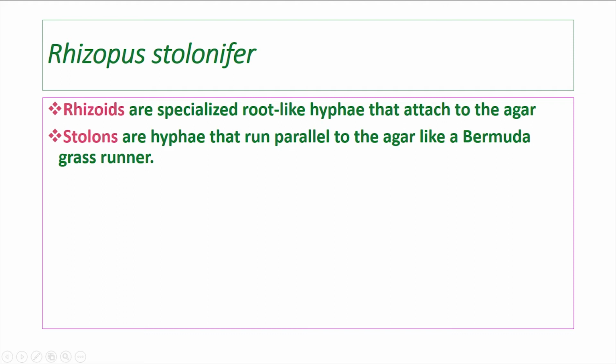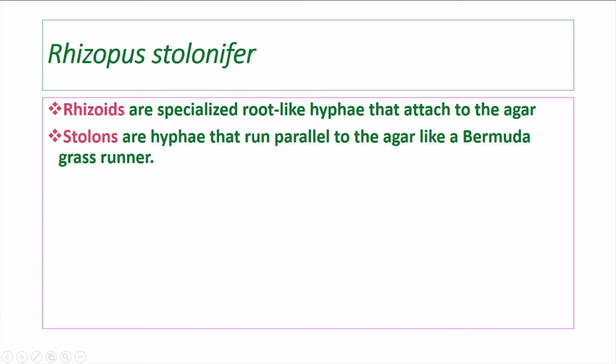This one is interesting because it has two structures in it that are in its name, rhizoids and stolons. Rhizoids are the root-like structure that attach it to the agar. It's not really sucking up nutrients, it's more anchoring to things, and I'll show you what that looks like in a second. Stolons, on the other hand, are these hyphae that run parallel to the agar, like a Bermuda grass runner.